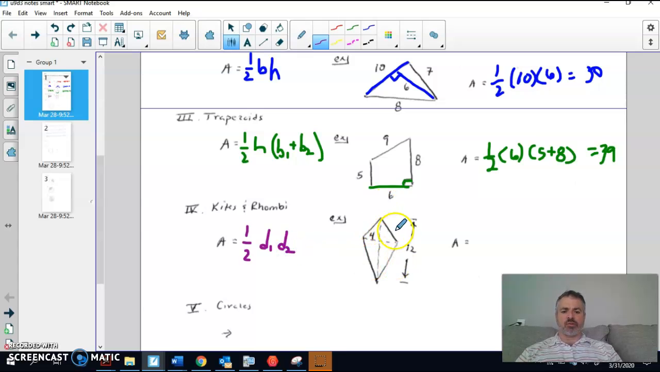So over here I have a picture of a kite. You got to remember that this short diagonal here is bisected by the long one, so if 1/2 of it is 4, the other part is also going to have to be 4. So now when I go to use the formula, I would do 1/2. The one diagonal is 12, and then the other one's going to be 4 plus 4, or 8.